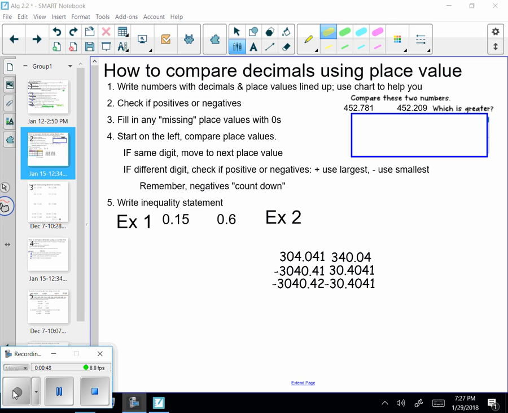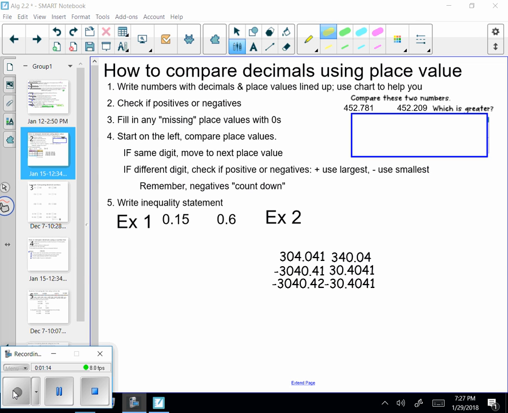Step 3. Fill in any missing place values with zeros. Step 4. Start on the left and compare your place values. If you have the same digit in the same place value, move to the next place value on the right. If you have different digits in the same place values, check if you're working with two positives or two negatives.